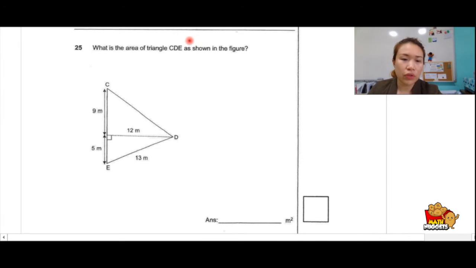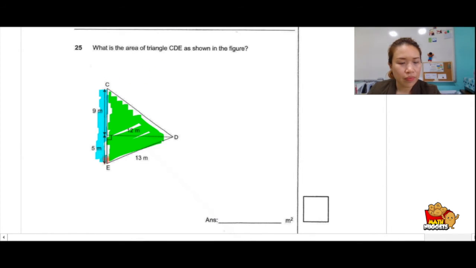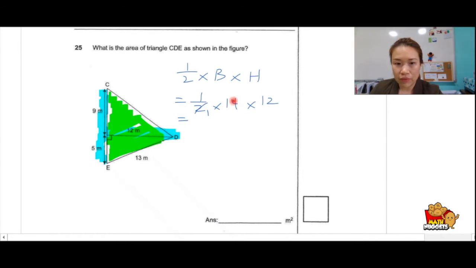Question 25, the area of triangle CDE. CDE would be this whole triangle. Let's find out the base. This is our base. And this is our height here. 12 is our height. So half times base times height. Our base is 9 plus 5, which is 14. Height is 12. Cross cancellation, divide by 2, divide by 2. We're left with 7 times 12, which is 84.